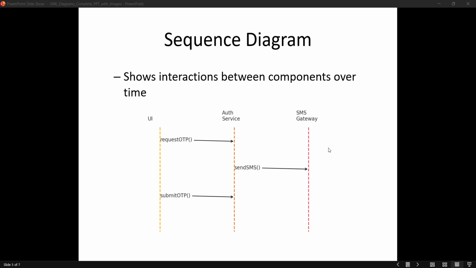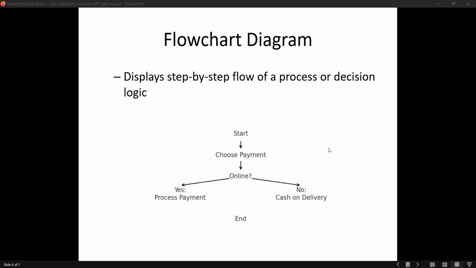Then we have a sequence diagram. The sequence diagram shows how different components or actors interact over time. This diagram highlights messages passed between two components in the exact order they occur. It is especially useful for showing API calls, user requests, third-party integrations, authentication flows, and backend interactions. Sequence diagrams help developers and testers understand the timing and order of communication, making it easier to build and test complex functionalities.